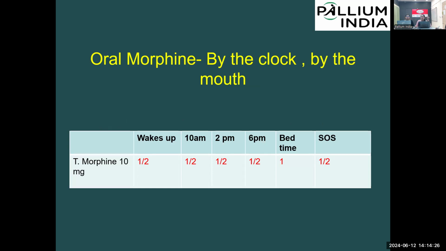What do you mean by the clock? So for this patient, the morphine is given 4 hourly. So 5 milligram of morphine, since the titration was 4.5 milligram of injection morphine, we are converting it to 5 milligram of oral morphine and we are sending the patient on 5 milligram 4 hourly of oral morphine. So that is 5 milligram at 6 a.m., 10 a.m., 2 p.m., 6 p.m. And at bedtime, we are giving a double dose.